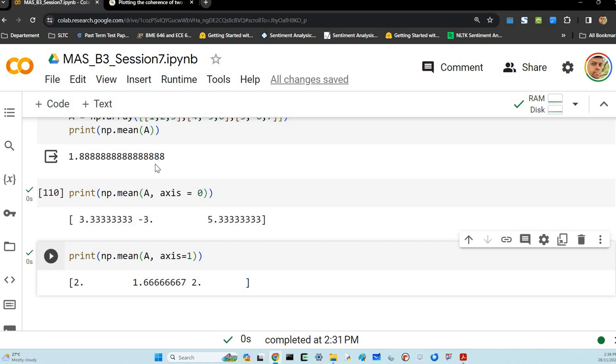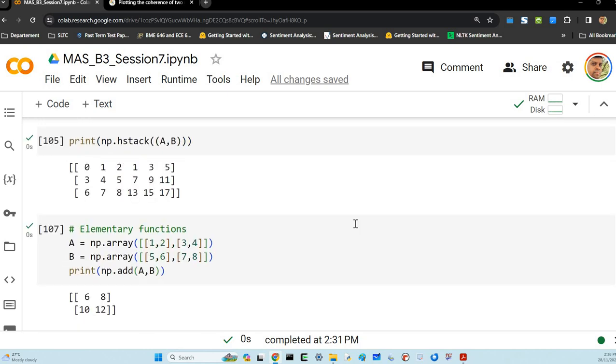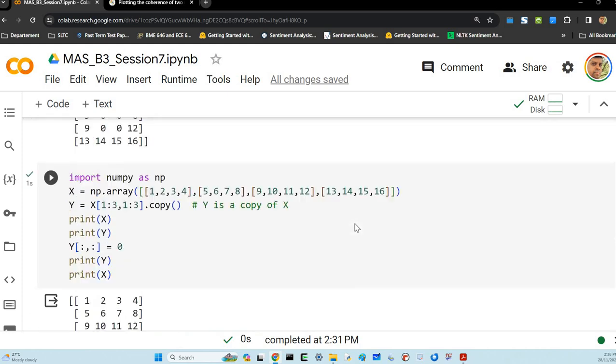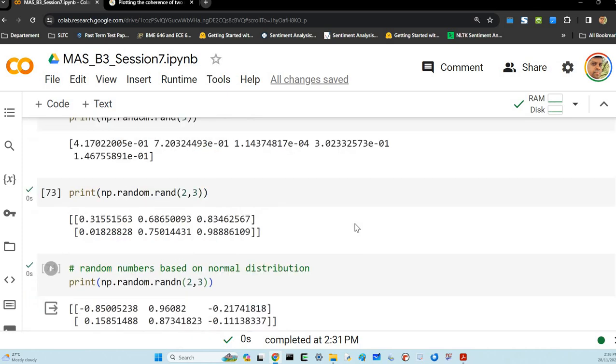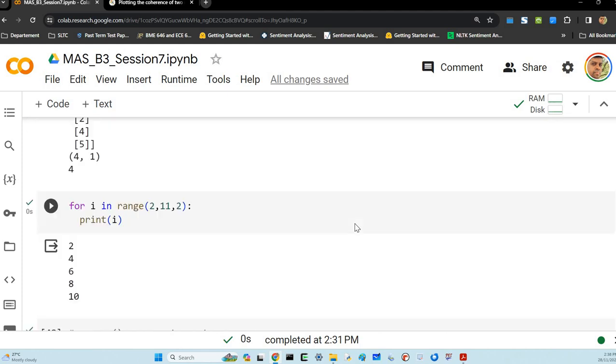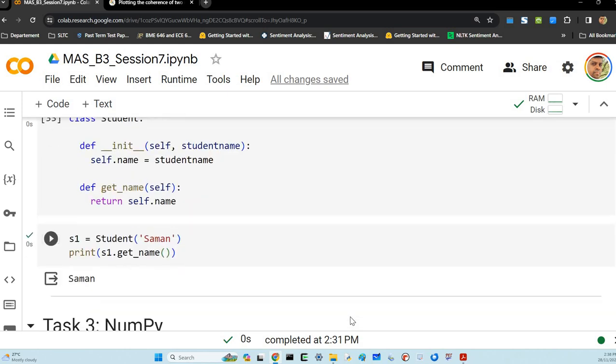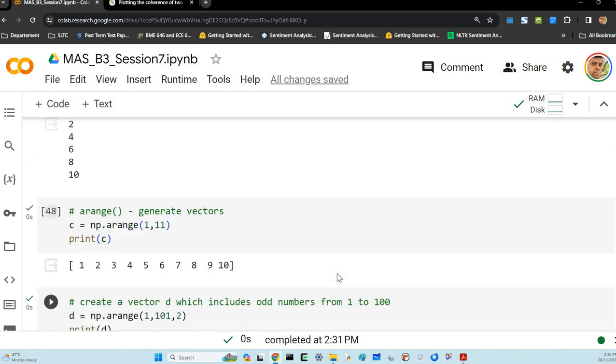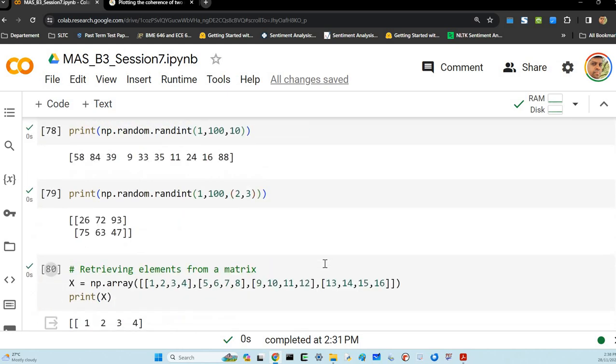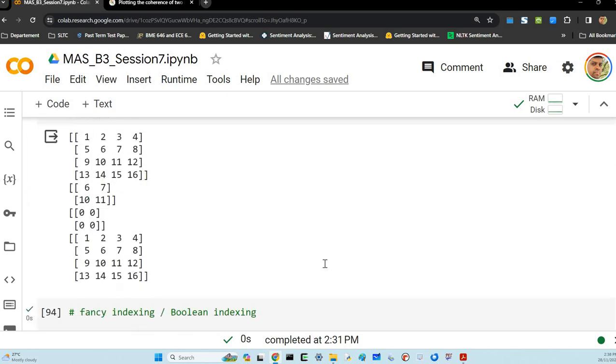So which task is this? Task number 4 or 3? Okay, we have task 4. Hopefully this is the last task for today.